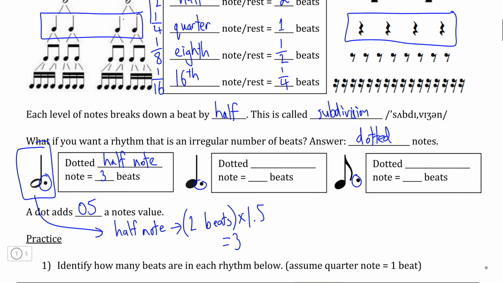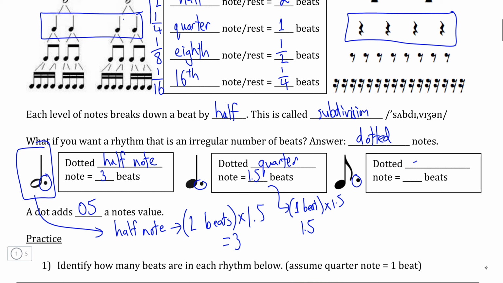Now, theoretically, this can also apply to other note values. For example, if we take a dotted quarter note, we know that a quarter note is 1 beat long, and since the dot effectively tells us to multiply by 1.5, 1 times 1.5 is 1.5. Or if we want to say it adds half the value of the original note, we know a quarter note is 1 beat, half of a quarter note is 1/2, 1 plus 1/2 is 1.5, so either way we end up with the same number of beats.